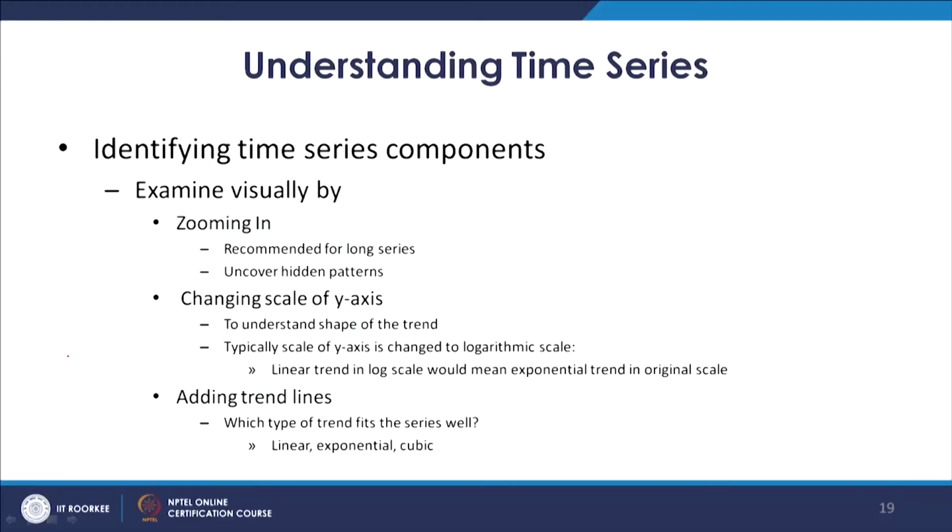Till now we have discussed a number of points about how to identify time series components. We started with the time plot and how it can be examined to find out different components of the series. We discussed this data set, bicycle ridership, and then some other points which could be used, for example, zooming in, especially for a long series. Then the next point that we discussed is changing the scale of y axis. That would also help us in understanding the trend of the series. Then another thing, adding trend lines, would also help us in understanding the trend of the series.